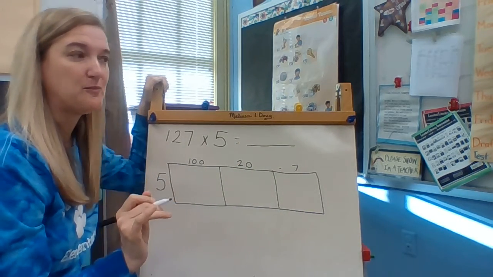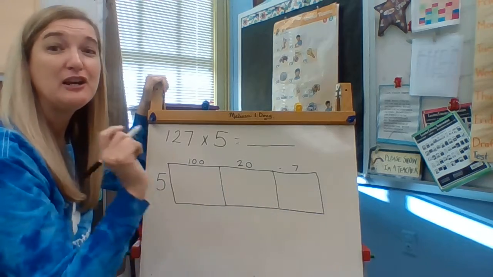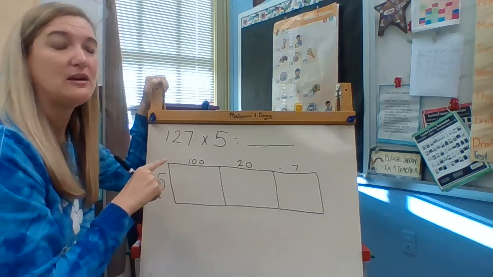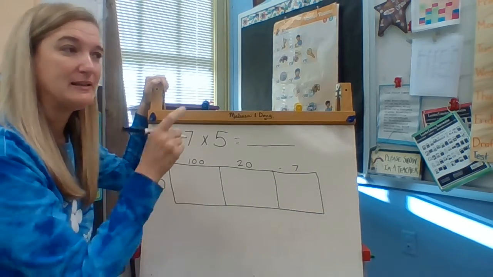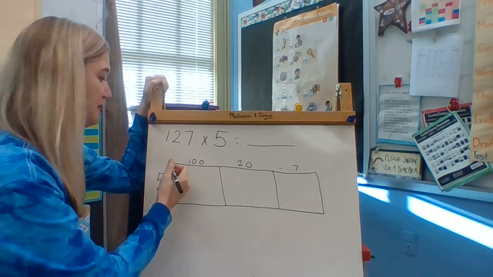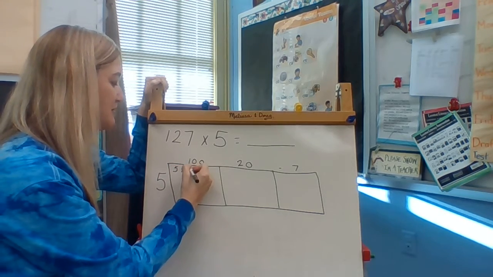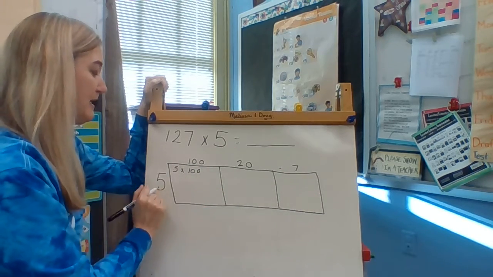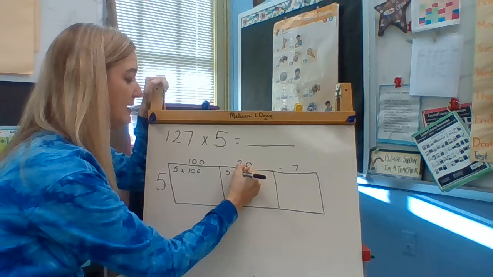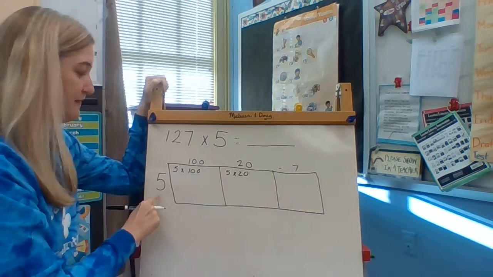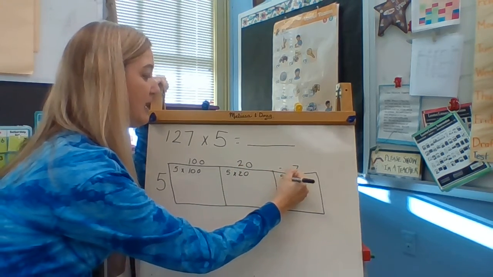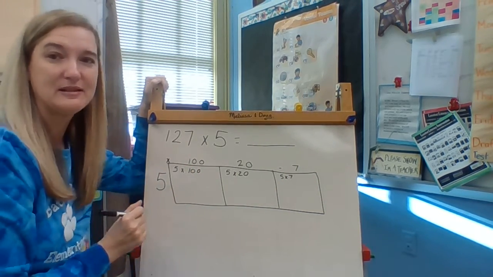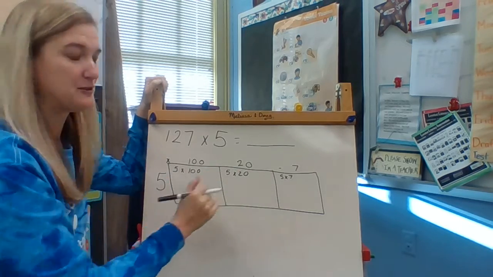The way the box method works, a lot of friends just want to rush through it. You definitely have to take your time and write out your multiplication sentences for each one, so that you can look back and make sure you've done all the work you need to do. The first one is going to be 5 times 100. You work from left to right all the way across. My next one's going to be 5 times 20. And my last one's going to be 5 times 7. Some of my friends like to put a little times symbol here, the symbol for multiplication, so that they can remember what they're doing.